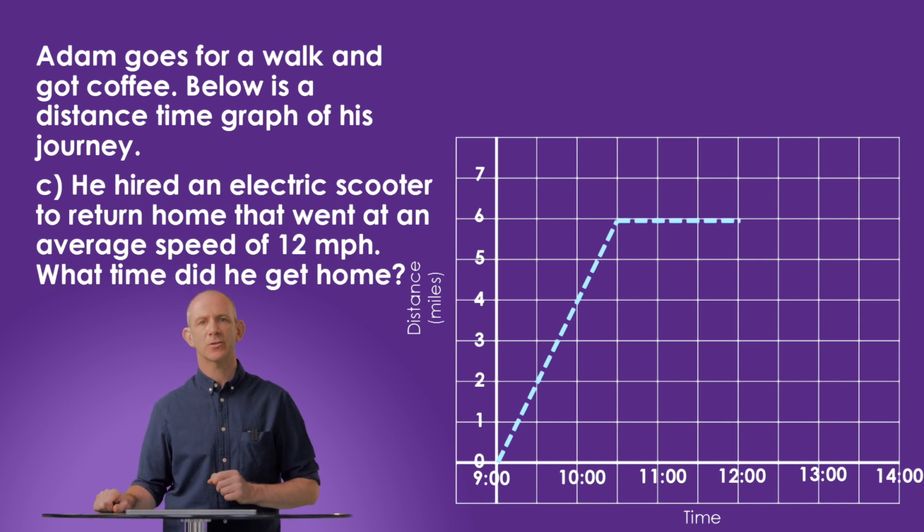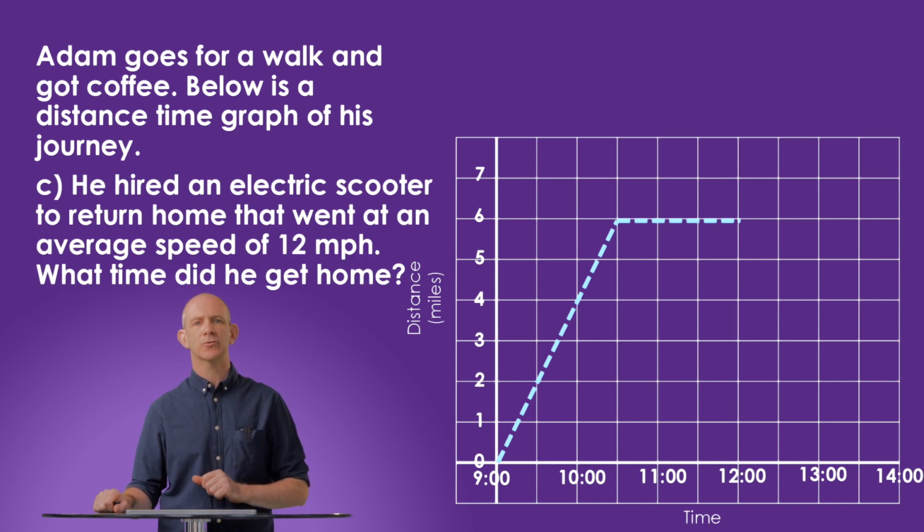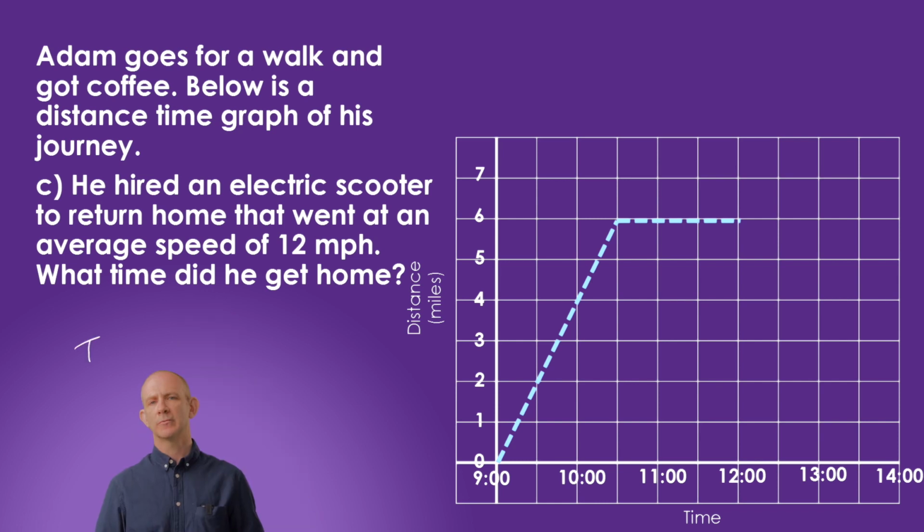In the final part of this question, we're told he hired an electric scooter to get home, and it goes at an average speed of 12 miles an hour. We're asked to calculate what time he got home. Remember, time equals distance divided by speed. So 6 miles divided by 12 miles per hour will be 0.5 hours, or 30 minutes. As he started to go home at 12 o'clock, we can say that he got home at 12:30.